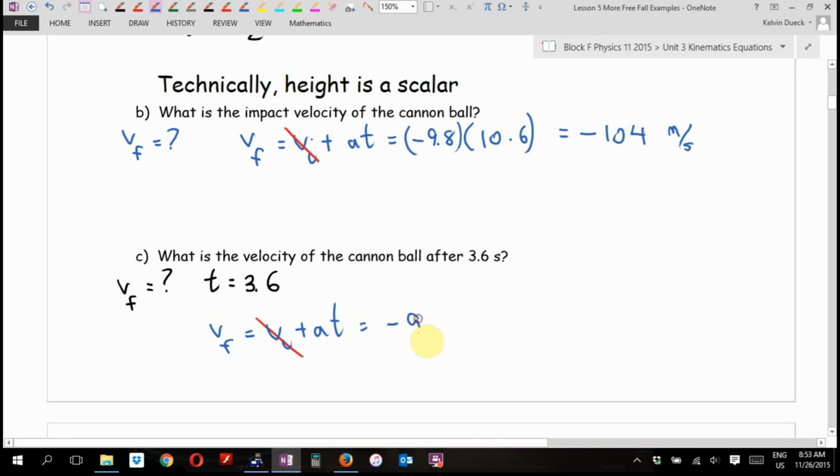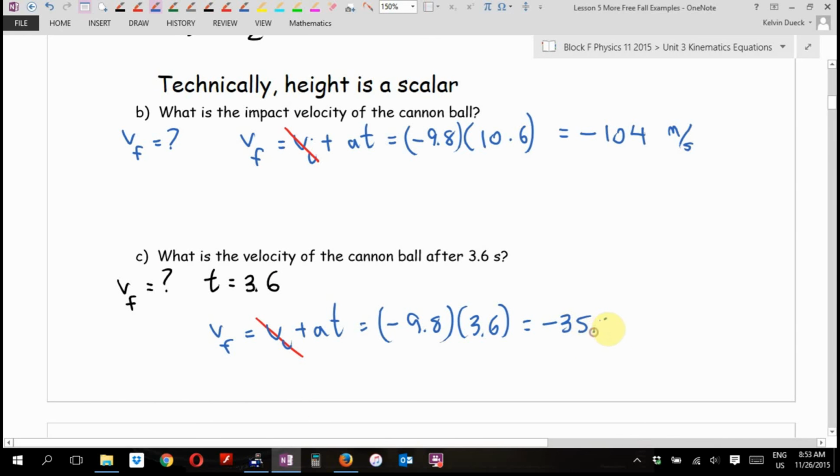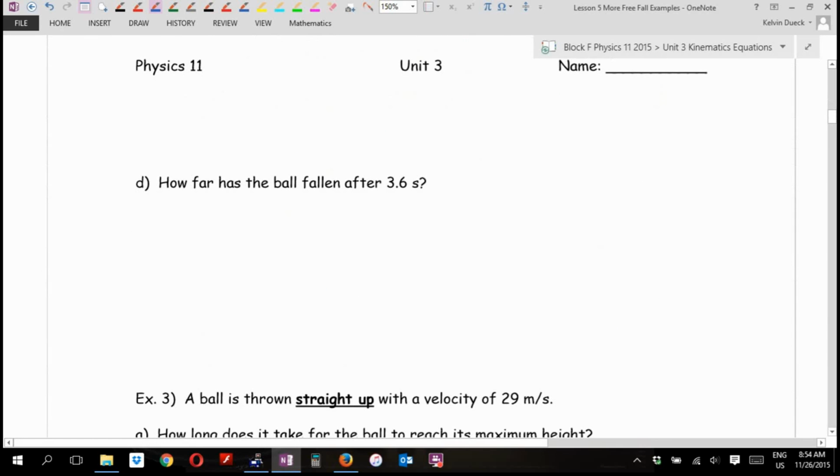It's going to be negative 9.8 times 3.6. Negative 35.3. Technically, I should go to 2 sig figs, but whatever. Negative, is that right? Negative 35.3 meters per second. So I can tell you how fast an object, if we dropped it, is traveling at any time in its path. What else? Oh, how far has the ball fallen after 3.6 seconds?